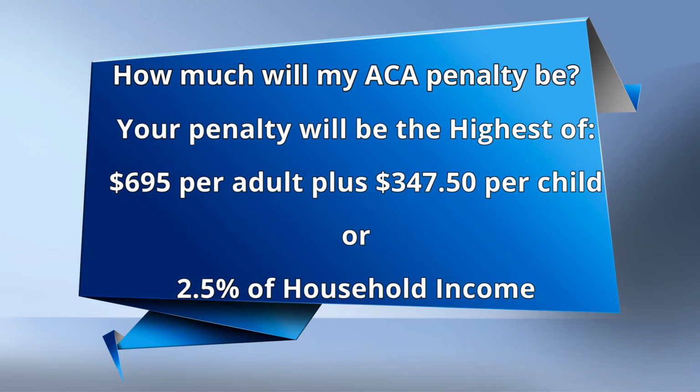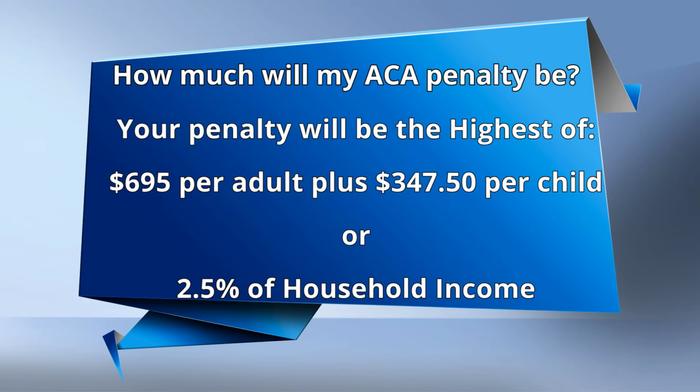Now, the penalty itself is calculated in two different formats, and you have to pay the higher of the two calculations. Now, the first calculation is basically a set dollar amount per person. So it's $695 per person, plus half that amount for each child under age 18. So relatively easy. The second calculation is 2.5% of your household income. Remember, you will pay the higher of these two calculations.